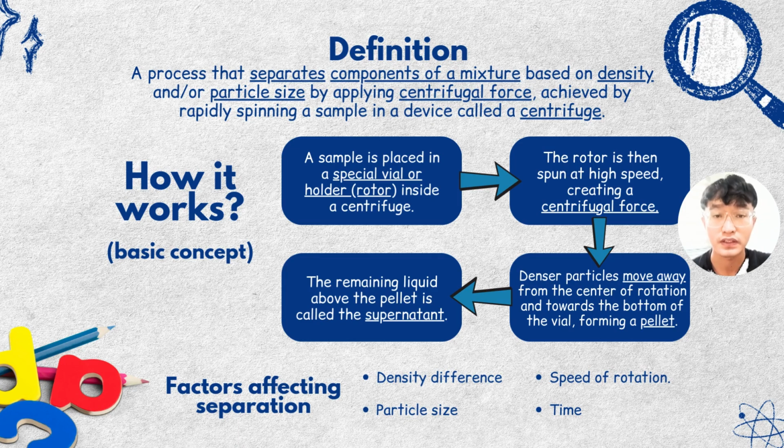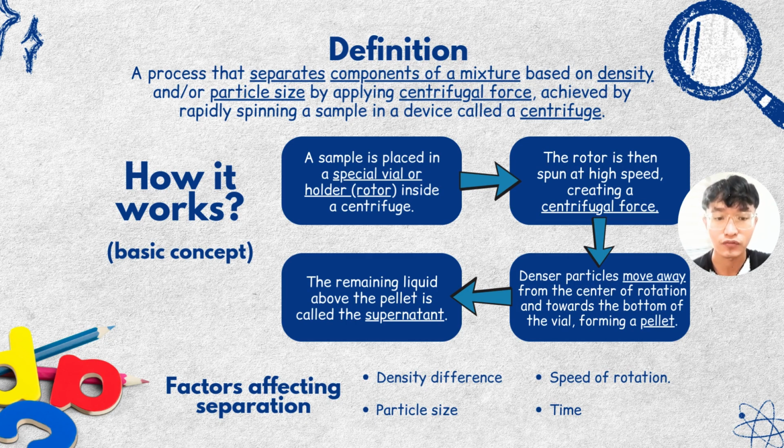Let me explain first the basic concept of centrifugation. Centrifugation is a process used to separate components of a mixture based on their density or particle size. This is done by spinning the mixture at high speed in a device called a centrifuge, creating centrifugal force.